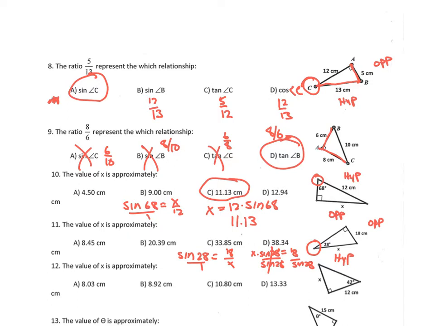Then 18 divided by the sine of 28, which is 38.34. So that's D.